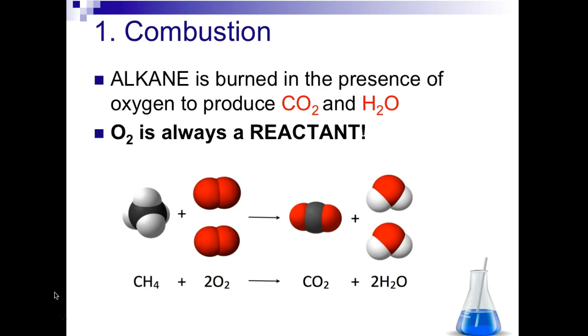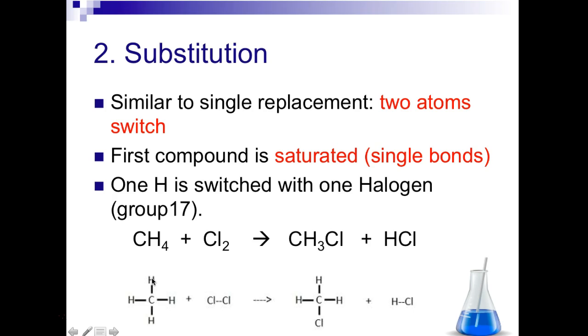O2 is always a reactant, and these should look familiar to you because we saw these when we did types of reactions way back in the beginning of this semester. Number 2 is a substitution reaction. That's similar to a single replacement. Two atoms switch. So the first compound is going to be saturated. It's going to have single bonds. And one H is switched with one of the halogens, group 17.